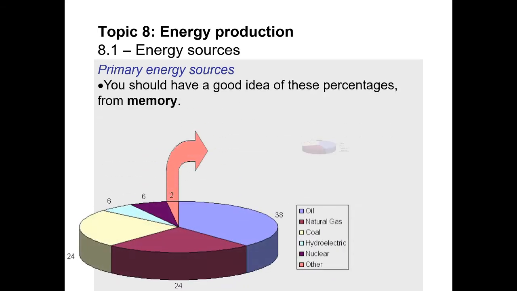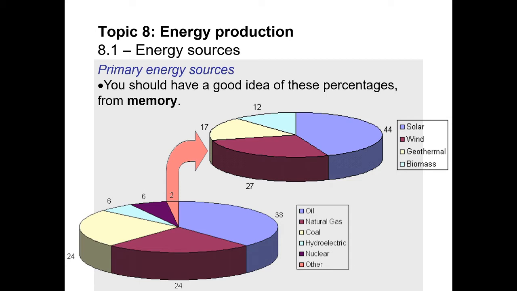Okay, so here are some examples of primary energy sources, and these are the relevant percentages. What you'll notice in these pie charts is that solar energy is huge. You've got wind energy at 27%, geothermal at 17%, and biomass at 12%. We'll talk a little bit more about what biomass is in the next few slides. Now, notice that this big chunk is really just 2% of this other big pie chart. All of these are the various energy sources.